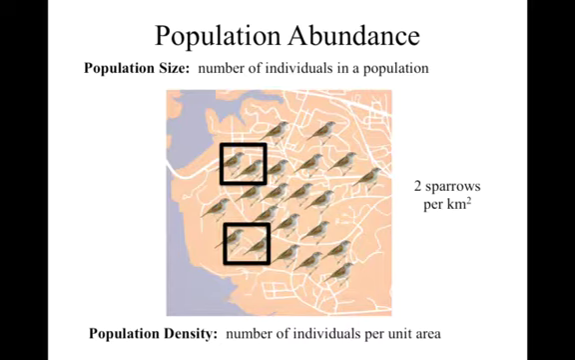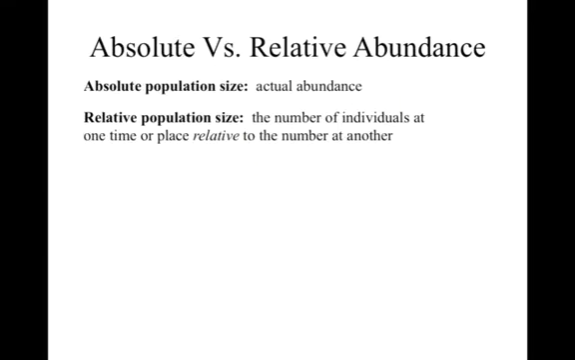And what you'll notice is that even if we look a little bit outside the city limits, it's still about 2 sparrows per kilometer, no matter where we are. And so sometimes population density is a bit more robust to variation in how you define the area where you're studying your population.